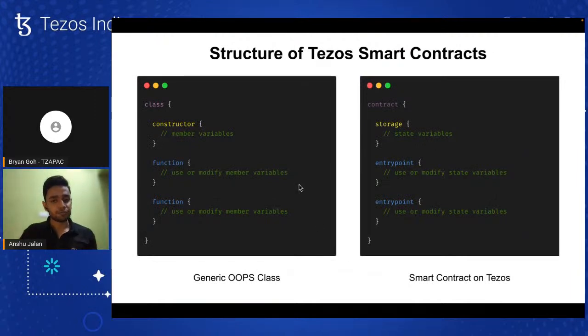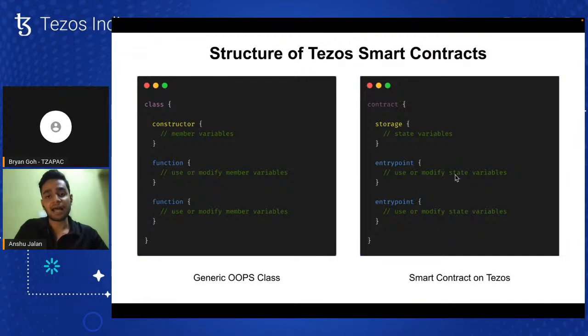So what is the structure of Tezos smart contracts? On the left-hand side, I have a very generic object-oriented programming class. Here we have a class block, and inside that a constructor block. In the constructor block, we define member variables. Then we have a bunch of functions, and in the functions you can use or modify these member variables. This is how a generic class is structured. It's very JavaScript-ish, right? We have a constructor and functions, and these are also keywords used in JavaScript.